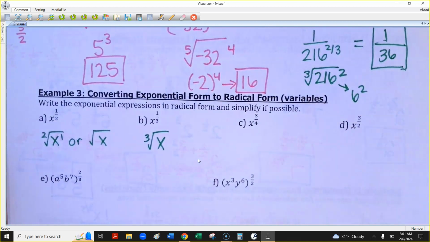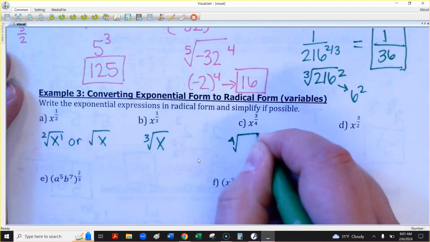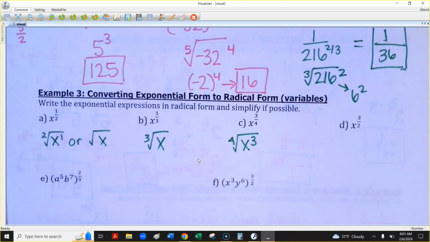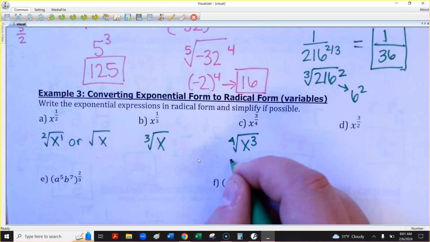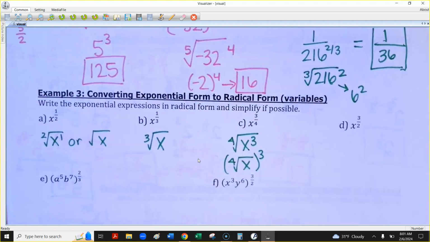Now, these other two. All right, so I'm going to do my bottom out. So this would be the 4th root of x to the 3rd. Or if you like that other notation, you could do the 4th root of x and then take that to the 3rd power. I probably would recommend the first one. And I'm going to do one more, but this one's very tricky.